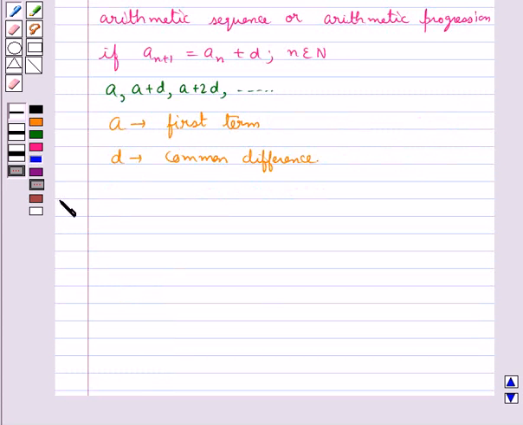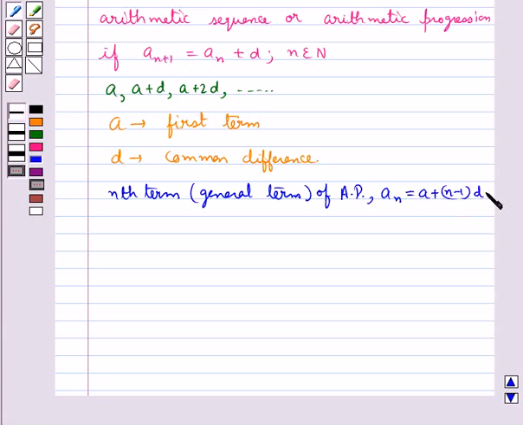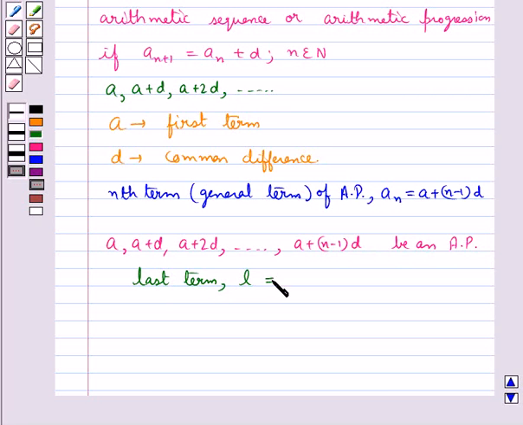The nth term, or the general term, of the AP is given by AN equals A plus N minus 1 into D, where N is the number of terms in the sequence. Now let A, A plus D, A plus 2D and so on, A plus N minus 1 into D be an AP. Then the last term of the AP is denoted by L, and that is equal to A plus N minus 1 into D.